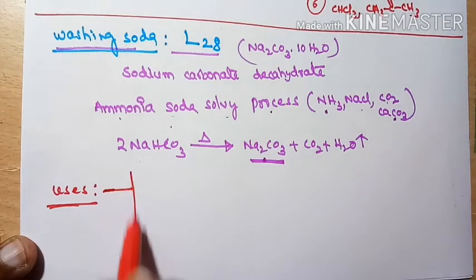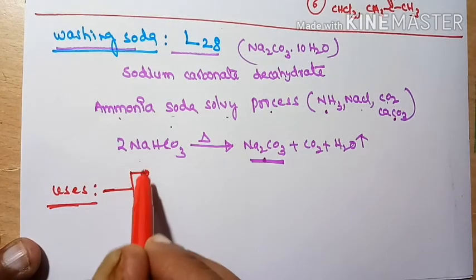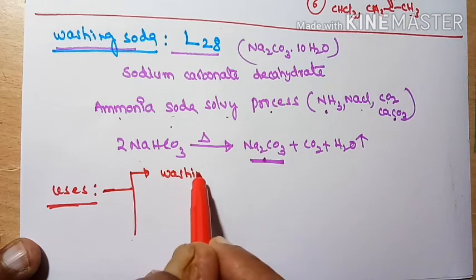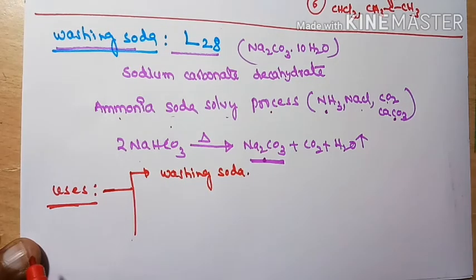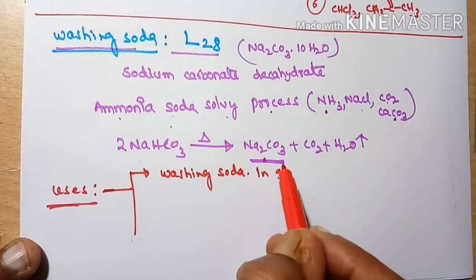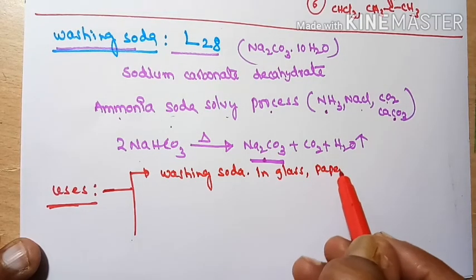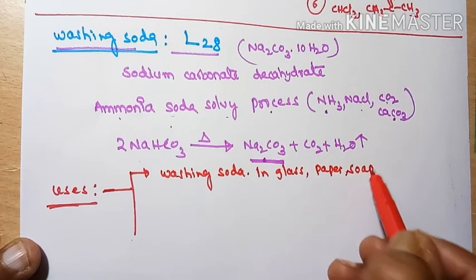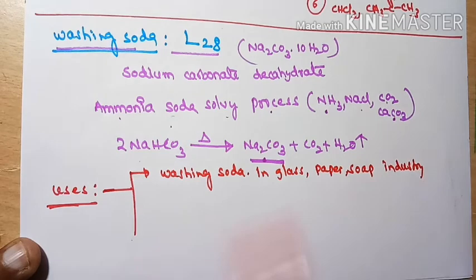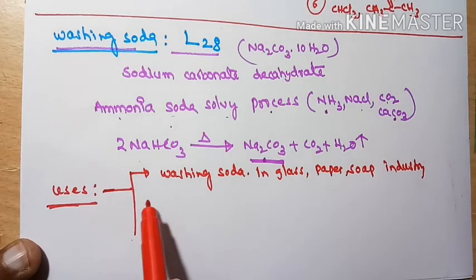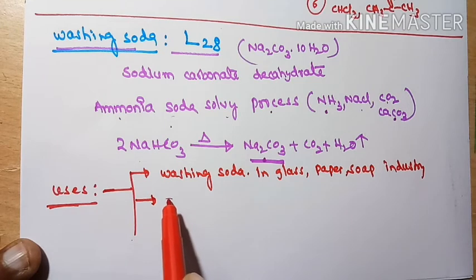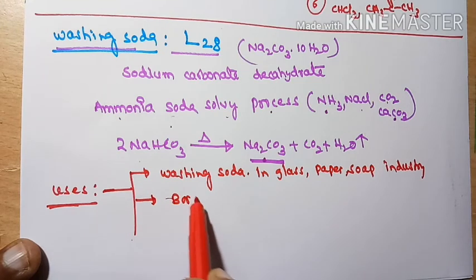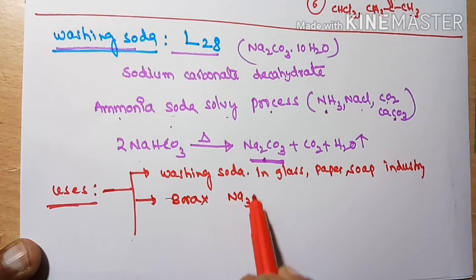This sodium carbonate is used under the name of washing soda. Washing soda is used in the glass industry, paper industry and soap industry. It is used to manufacture sodium compounds such as borax. What is the formula of borax? Na2B4O7 is borax.